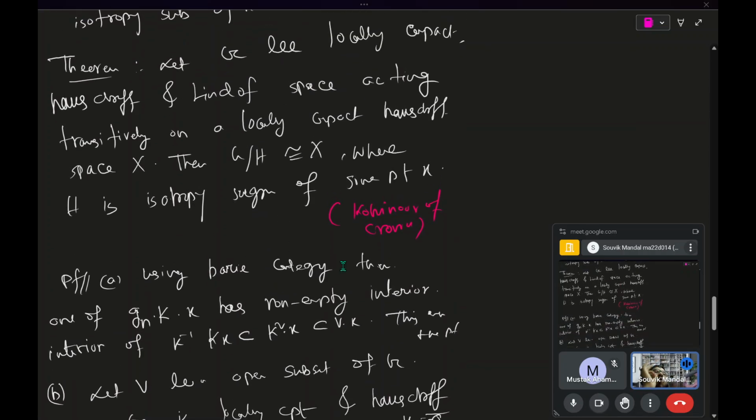Suppose G is a locally compact Hausdorff Lindelöf space acting transitively on a locally compact Hausdorff space X. Then G/G_x is homeomorphic to X, where G_x is the isotropy subgroup at some point. This was possibly a very big achievement in the early 80s.